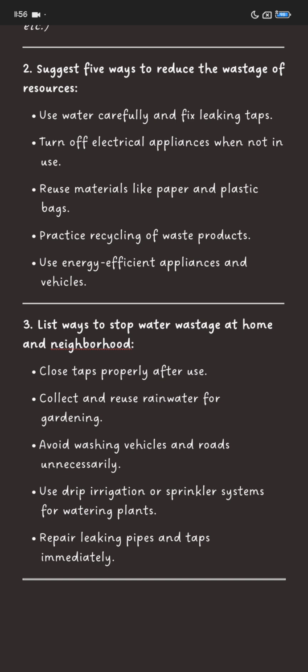Number 3. List ways to stop water wastage at home and neighborhood. Close taps properly after use. Collect and reuse rainwater for gardening. Avoid washing vehicles and roads unnecessarily. Use drip irrigation or sprinkler systems for watering plants. Repair leaking pipes and taps immediately.